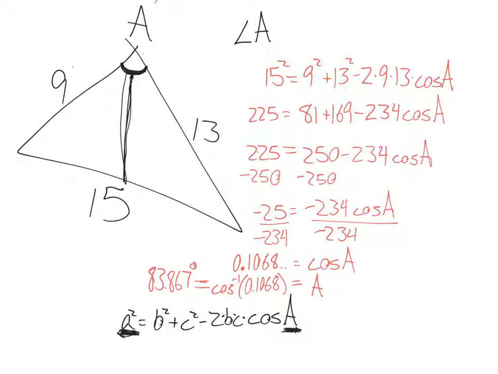Oh, 0.1068 is the 25 divided by 234. How is it 25 instead of negative 25? Well, negative divided by negative would be positive, so I just didn't bother typing it in. So you did 25 divided by negative 234. See what comes out?